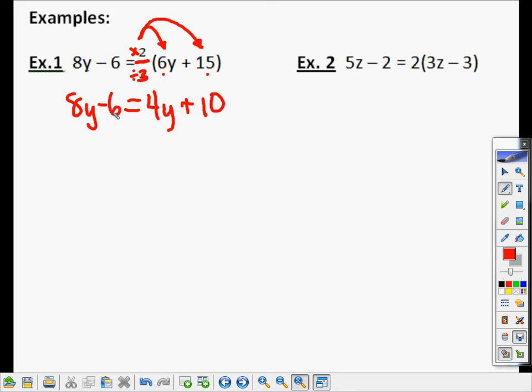Now, normally we would have looked at this, and don't write down what I put in yellow, please. But we would probably look at it and say the -6 and the +10 are like terms, but they're on opposite sides of the equal sign. To get them together, we should add 6 to this side and add 6 to this side. That would eliminate it on this side. That's one option that we could do.